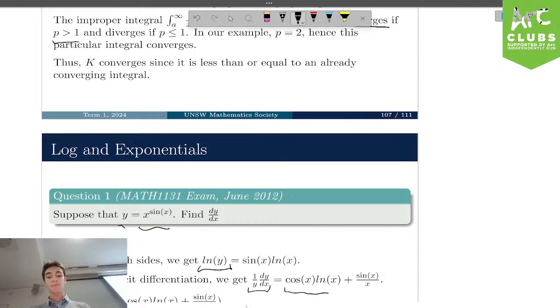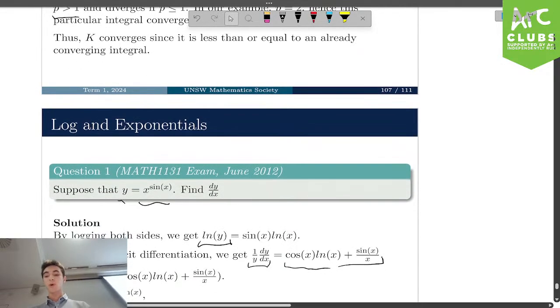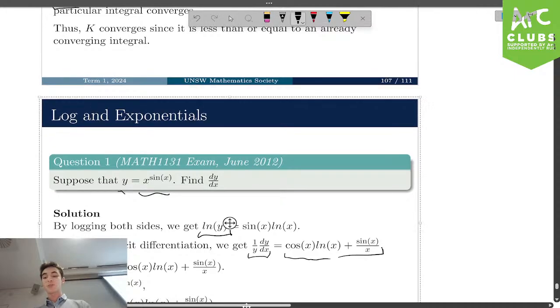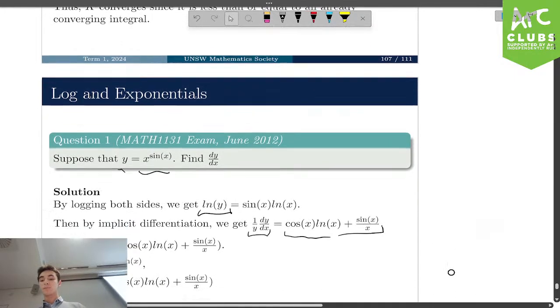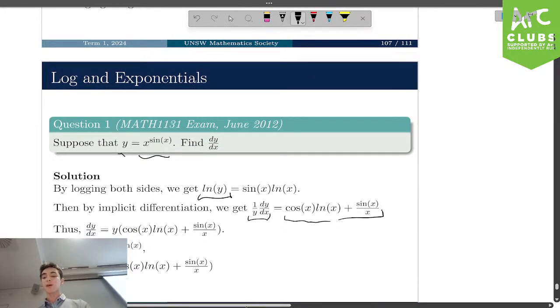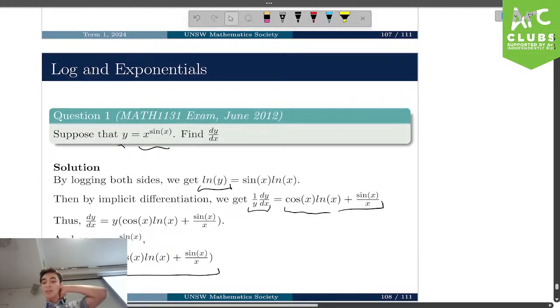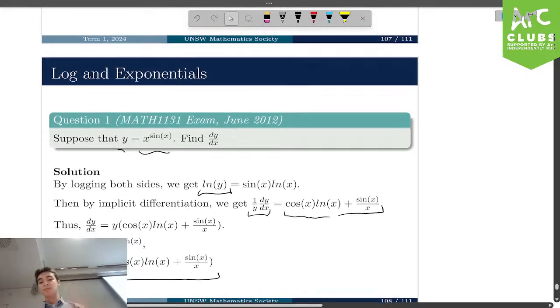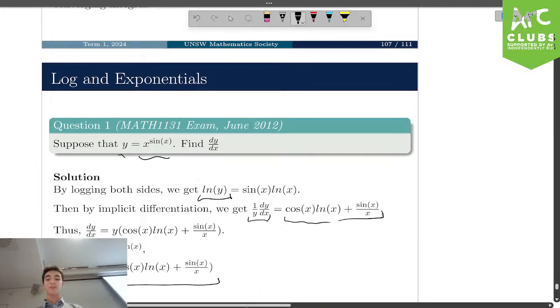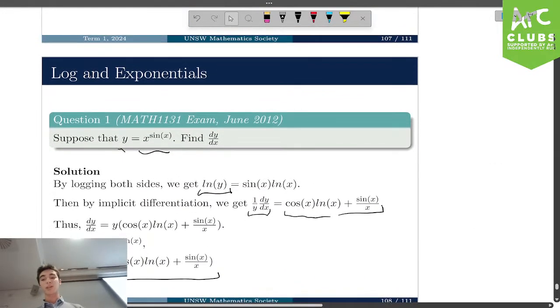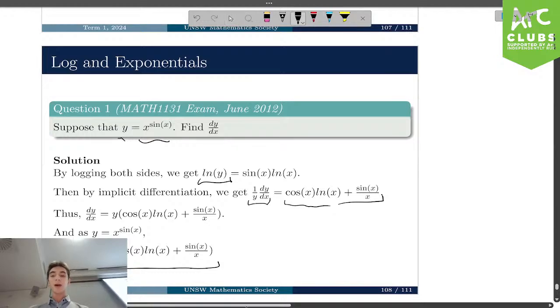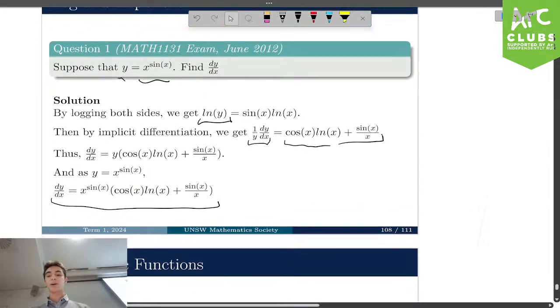And on the right-hand side, we get this complicated-looking expression here. We're trying to isolate this dy dx term, so we multiply through by y, and then we substitute in what y actually was, which is x to the power of sine of x. And this is exactly what we get: dy over dx is x to the power of sine of x times cosine of x times natural log of x plus sine x over x. Very complicated looking expression, but we got it pretty easily by applying this trick of implicit differentiation, taking the logarithm of both sides.